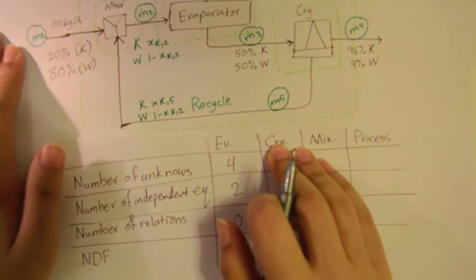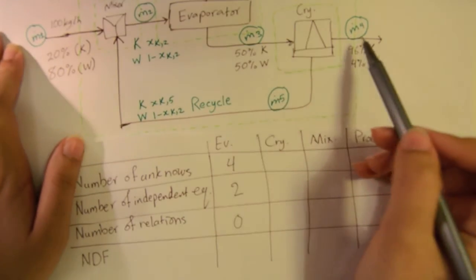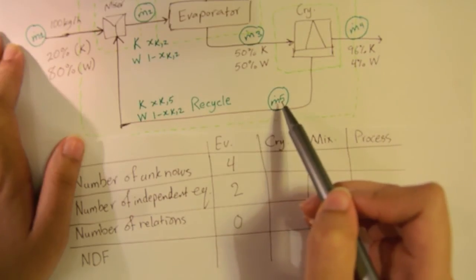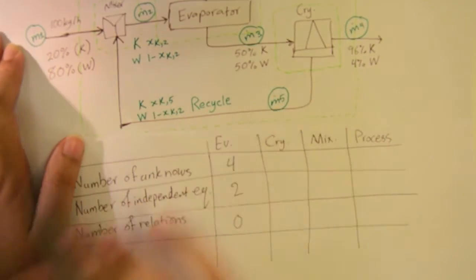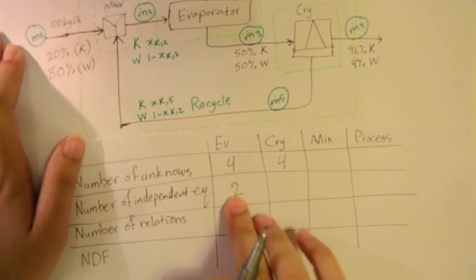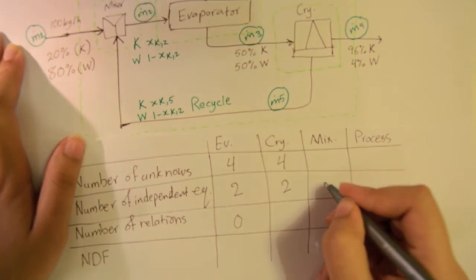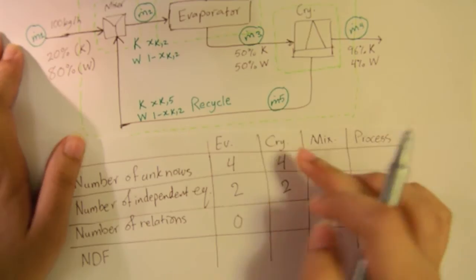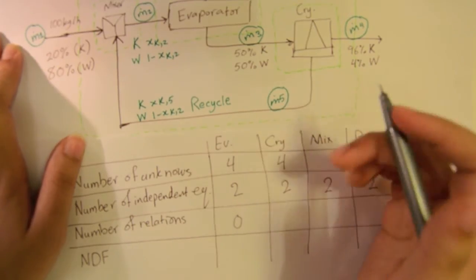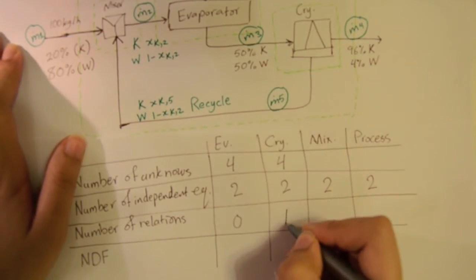For the crystallizer, the number of unknowns is: we have here M3, so it's 1, 2, M5 is the third one, and X for the composition. So it's 1, 2, 3, 4. We will write here 4. The number of independent equations is the same as the evaporator, and actually it's the same for the mixer and process, of course. So we will write 2 and 2. The relation for the crystallizer, as I told you before in the question, there is a relation in the recycle. So there is one relation here.